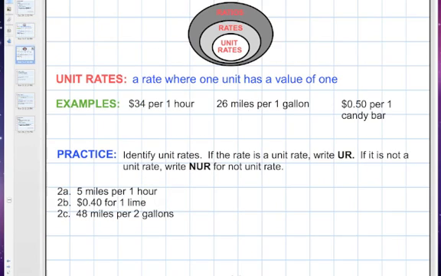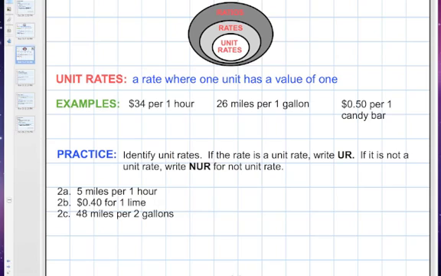Now that you know what rates are, you want to use a certain rate that's especially helpful in solving a lot of problems, and that's the unit rate. This is a rate where one unit has a value of 1. For example, $34 per 1 hour, or 26 miles per 1 gallon, or 50 cents per 1 candy bar. It's important for you to know what a unit rate is and be able to identify it.